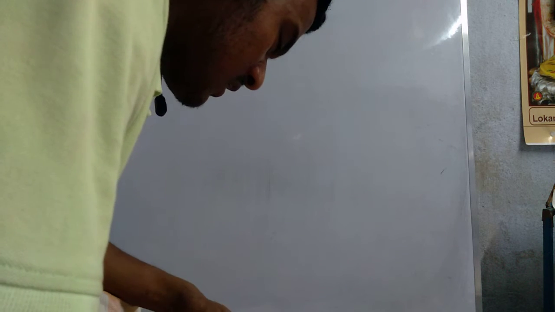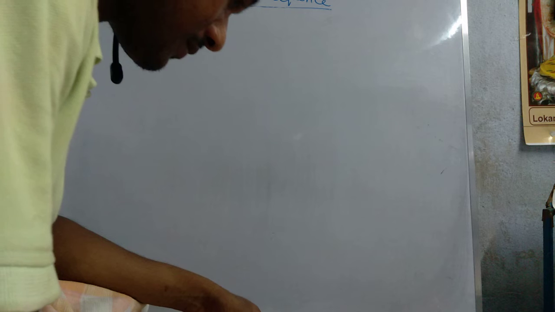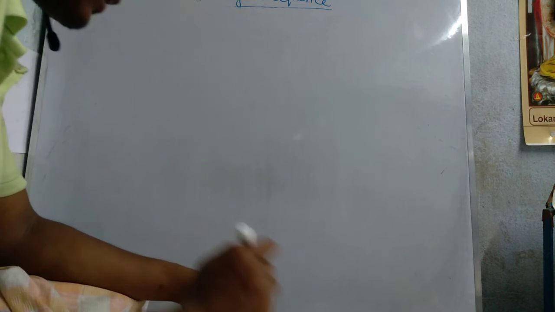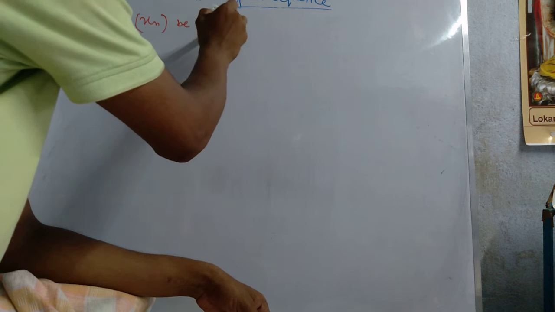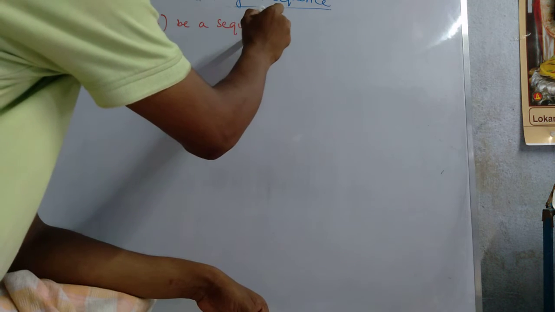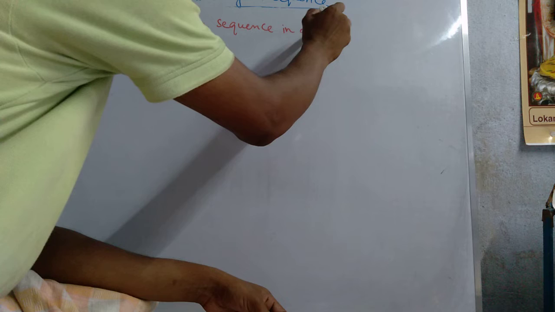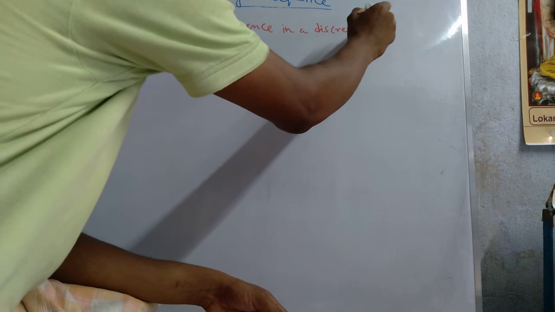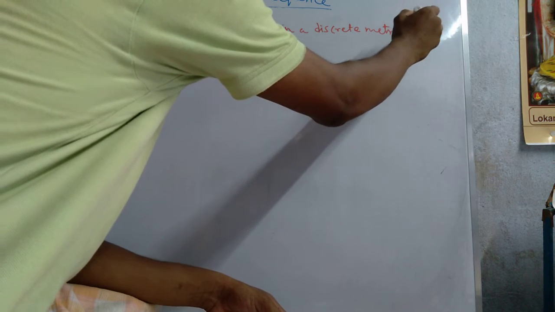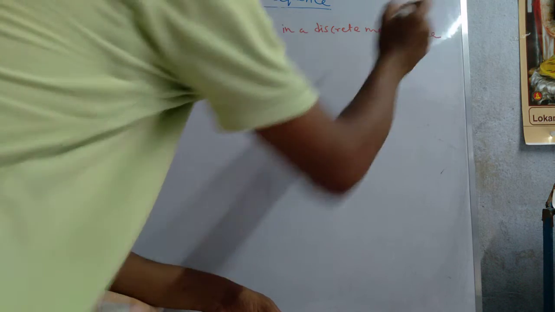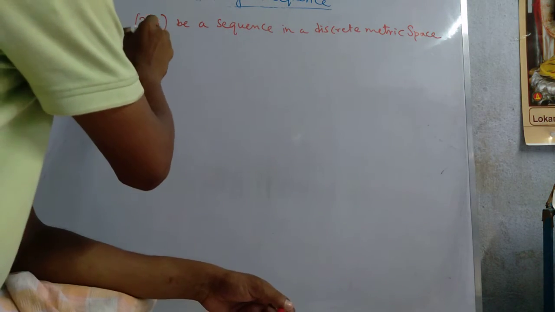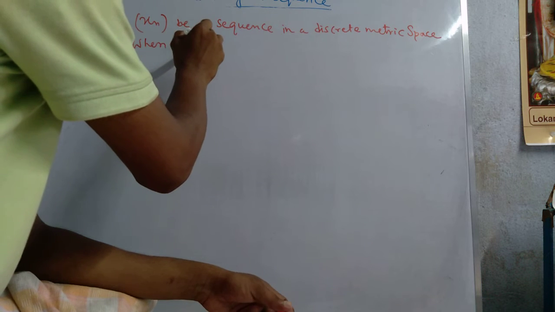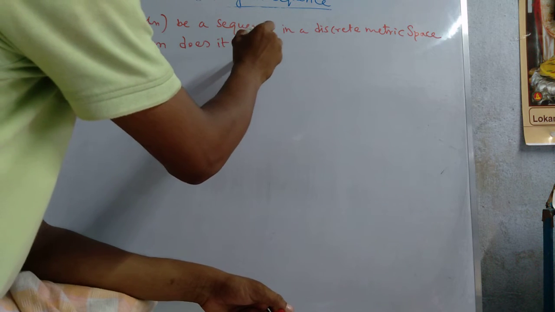Let x and y be a sequence in a discrete metric space. Then when does it converge? When does it converge?